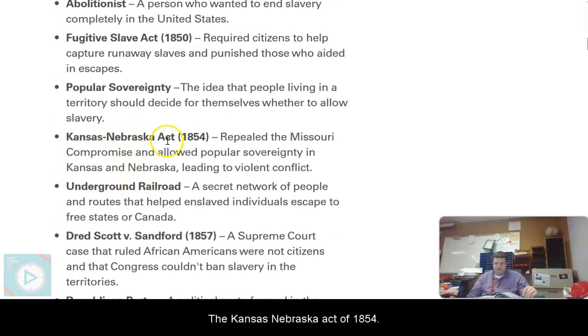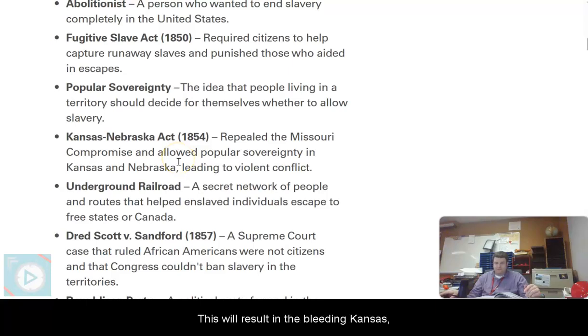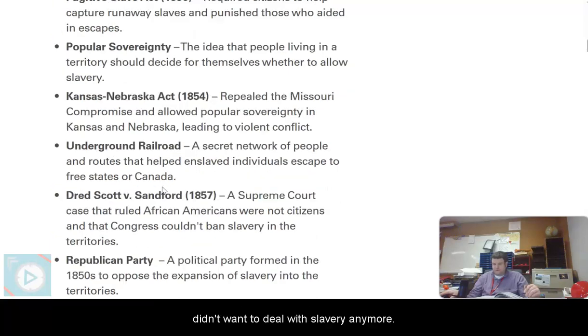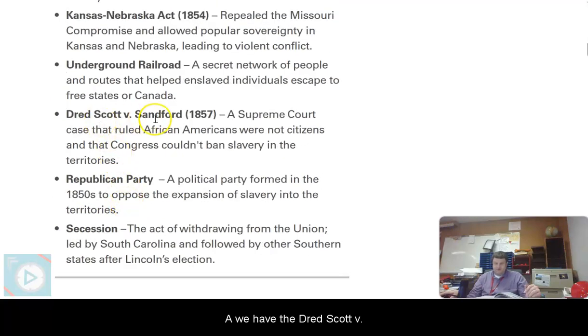The Kansas-Nebraska Act of 1854. This undoes the Missouri Compromise and allows popular sovereignty instead of a line on the map to decide where slavery can and can't be. This will result in the Bleeding Kansas, which we'll talk about in a bit. We have the Underground Railroad. For those who just didn't want to deal with slavery anymore, you could take the risky chance of escaping to either the North or later on, as laws get worse, all the way to Canada.